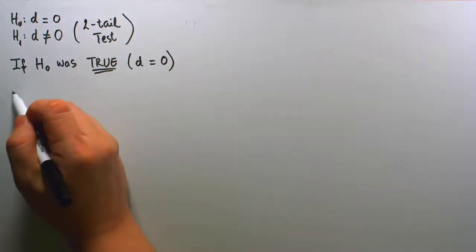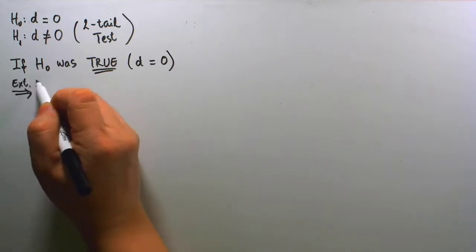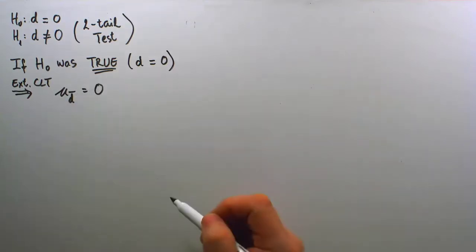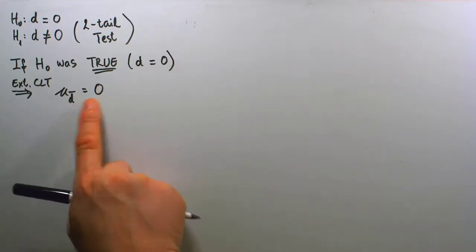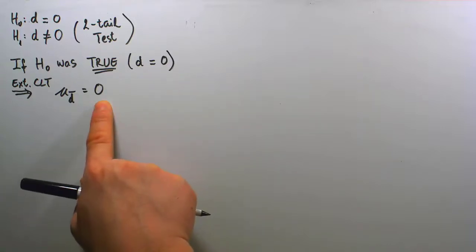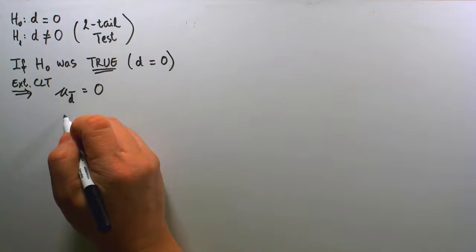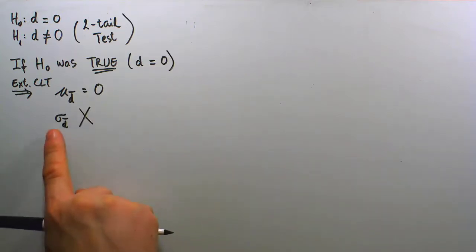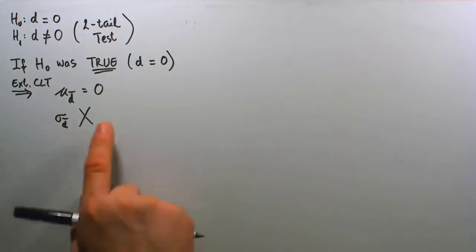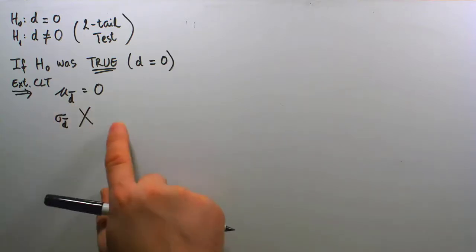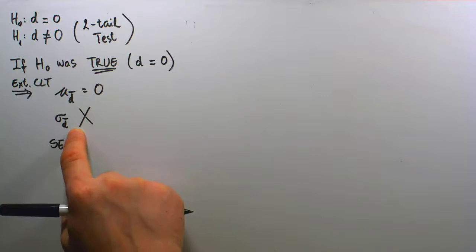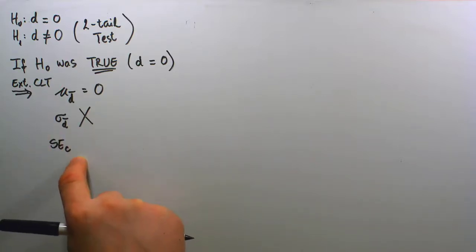then the extended central limit theorem guarantees for us that mu D bar must be equal to 0, because mu D bar theoretically equals D, which is accepted for now to equal 0. We won't be able to calculate the value for sigma D bar simply because we do not have the values for sigma 1 and sigma 2. But that doesn't mean sigma D bar does not exist. It's just that we're not able to find the actual value of sigma D bar. So instead, we're going to be using SEC to substitute for sigma D bar, and SEC is usually a close enough approximation of sigma D bar.